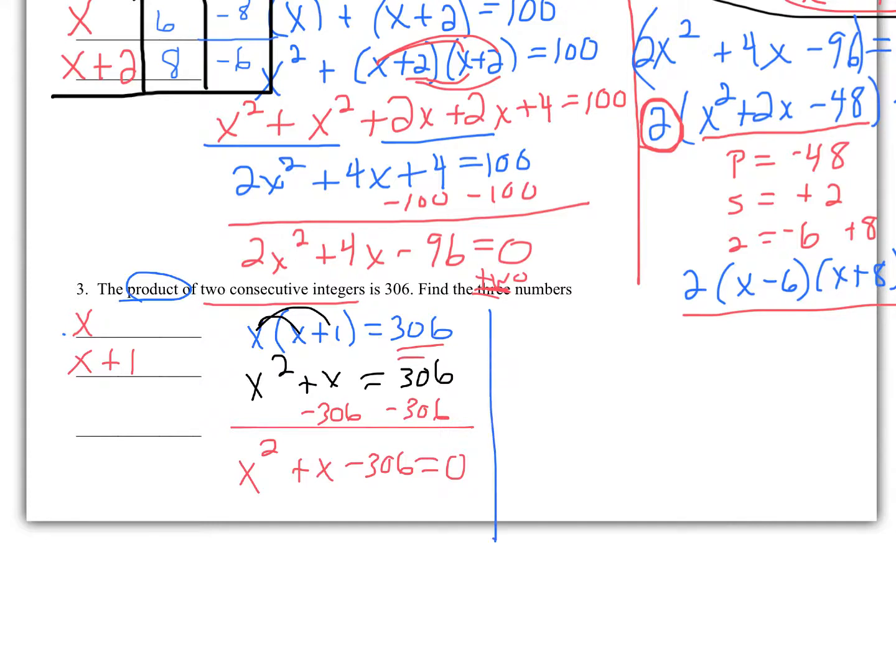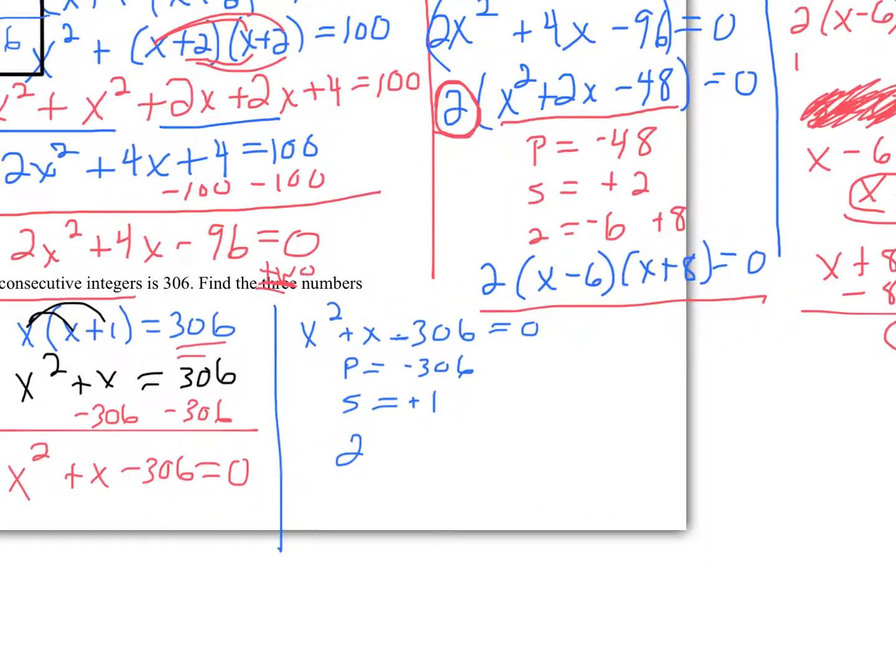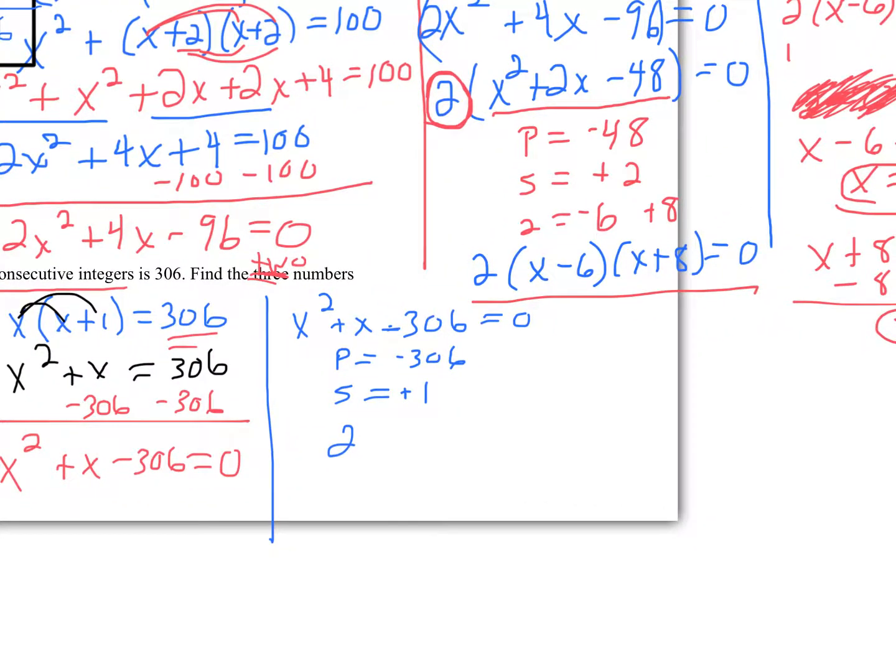Alright, so now we are set up to factor this. So let me set this up. X squared plus x minus 306 is equal to 0. Alright, so we're going to factor this using PS2. 306. The sum is 1. Remember, positive 1. Alright, I can give myself a little more room, so I'm going to scooch this over a little bit. There we go. Alright, so I need two numbers that multiply to 306 but subtract to 1.